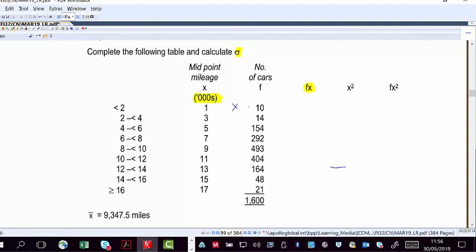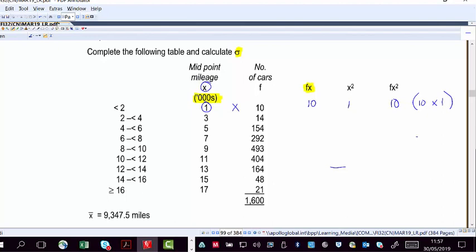So f times x would be 10. So that was our 10,000. Yep, so 1 times 10. 1,000 times 10 would give us our 10,000. X squared, so remember x here is our midpoint, so if we take 1 and square it, so remember squaring a number is multiplying it by itself, so 1 times 1 would give us 1, and then if we take f times x squared, that would be 10 times 1, which would give us 10.